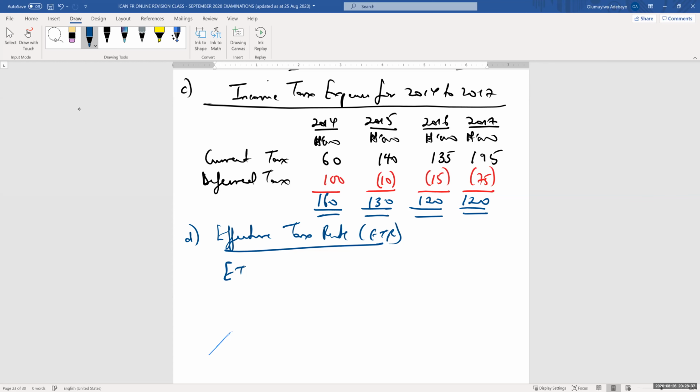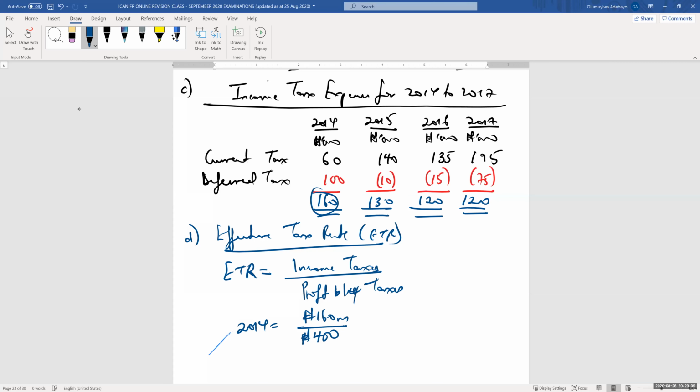What is our effective tax rate? It's simply the ratio of the amount of income taxes recognized in proportion of our profits before taxes. Now, in 2014, our income tax is 160 million, as shown here. Remember, our accounting profit was 400, which invariably gives us that 40% approximately.